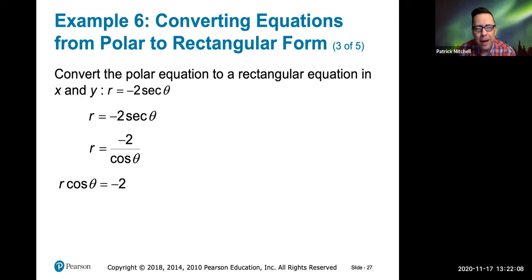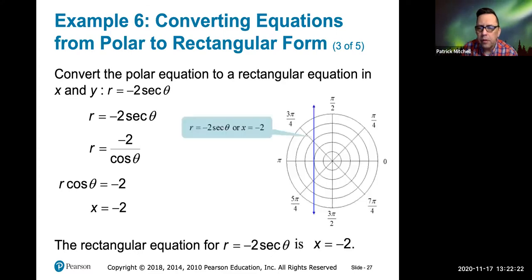Which I'm excited about because, of course, r cosine theta is just x. So in rectangular coordinates, this equation is x equals -2. It is a vertical line. So vertical lines do not have simpler equations in polar. All right, simplest place to do a vertical line is in rectangular.